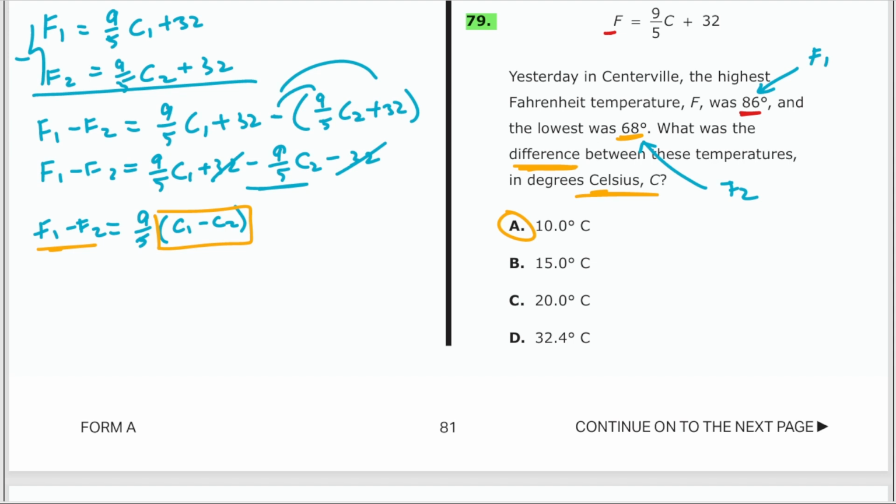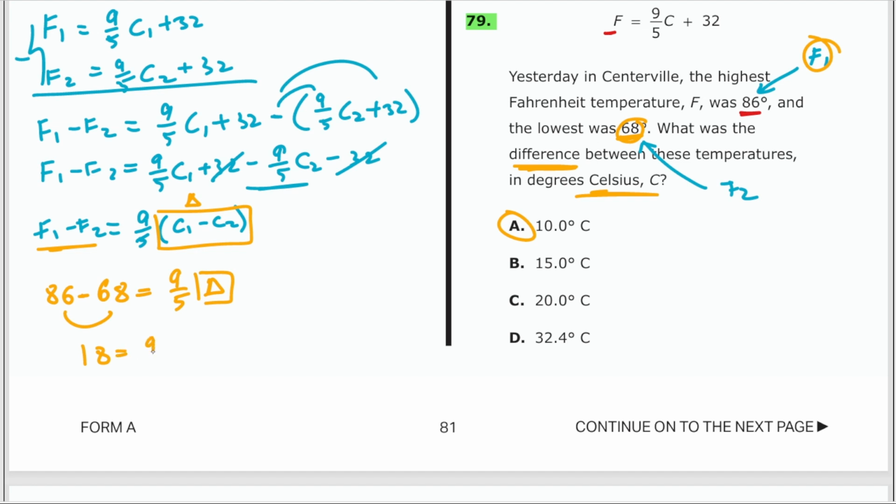Okay, so let's go. So this is our F1. Remember, that's 86. Minus our F2, which is 68. That is equal to 9/5 times the difference. Let's call the difference delta, the Greek letter delta. Right? So we need to find the delta. That's it. Delta is what we're looking for. Now 86 minus 68 is equal to 18.